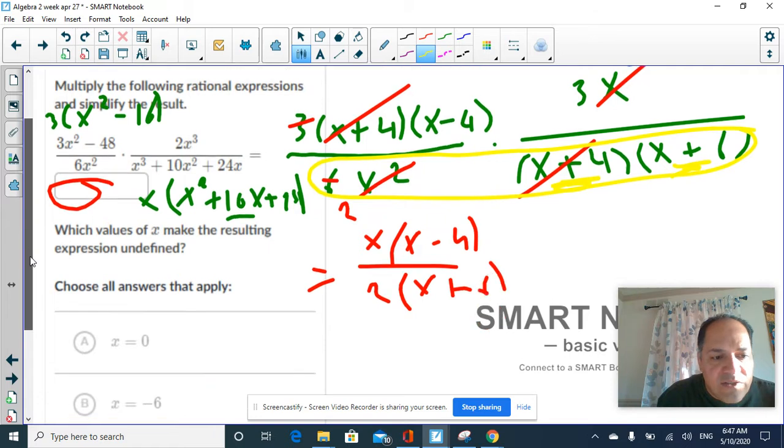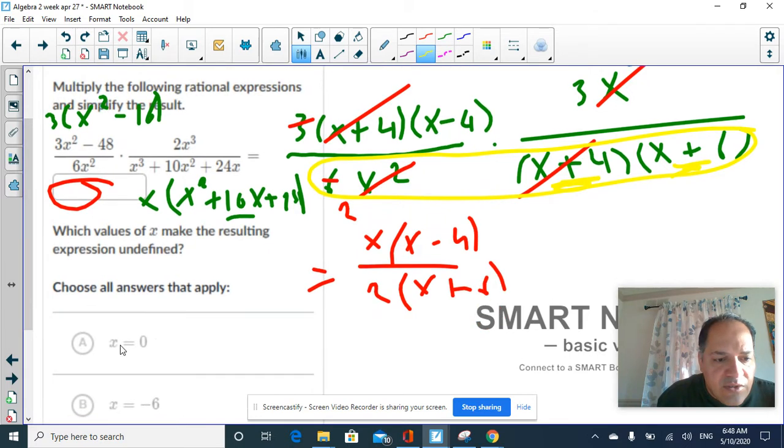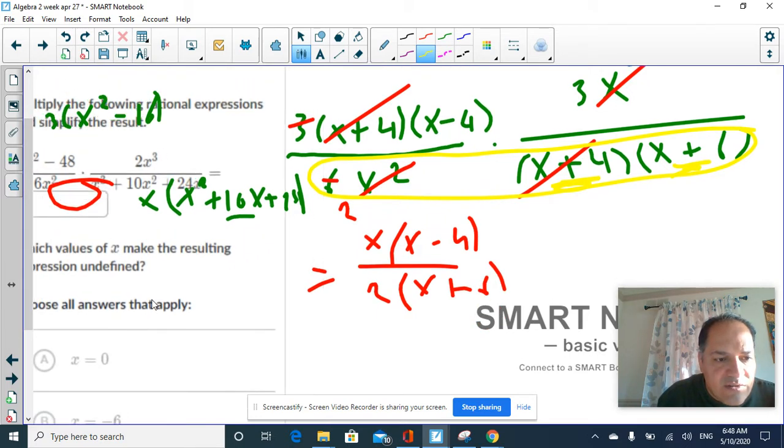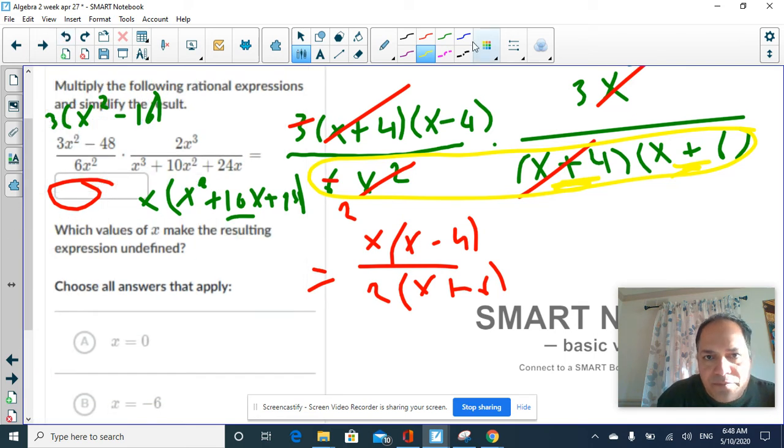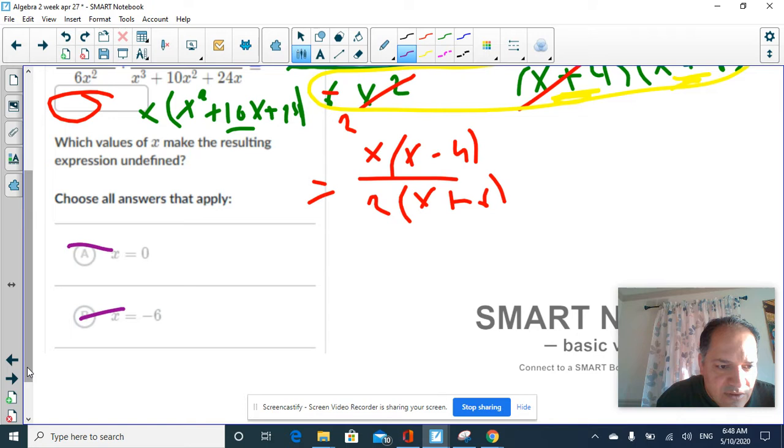Okay, 0, this is the first answer. And -4 and -6. Okay, and x equals -4. All these values, your function will be undefined at.